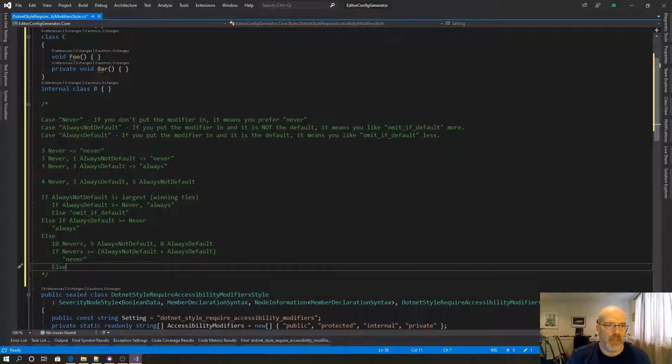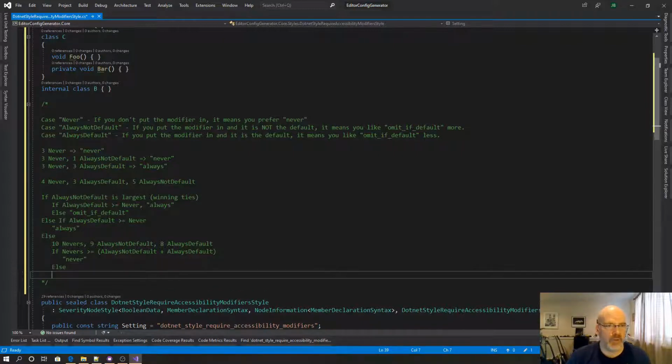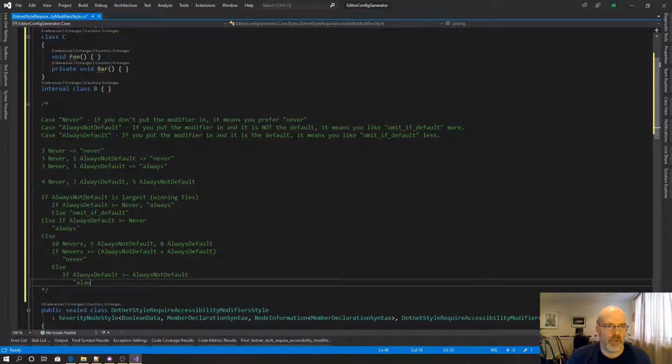Else, if they still triumph over nevers, like the summation of the two triumph, I have to keep this in the code because otherwise I'm going to be like, what in the hell did I come up with? So if it's less, then it matters. If you say always default, if always default is greater than or equal to always not default, then you're going to put in always.